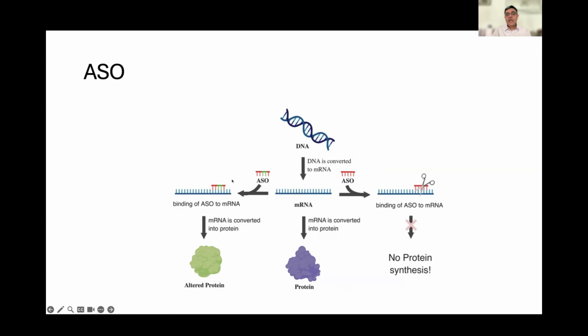Either they can be attached to the RNA and alter the protein that is being created, or if there is a faulty protein being created, they can actually bind the mRNA and avoid the protein synthesis. So if we feel that in a disease there's too much protein being secreted, we can do the second part, where we stop the protein synthesis, or if we think the wrong protein is being formed and we have a way to correct it, we can alter the protein product.